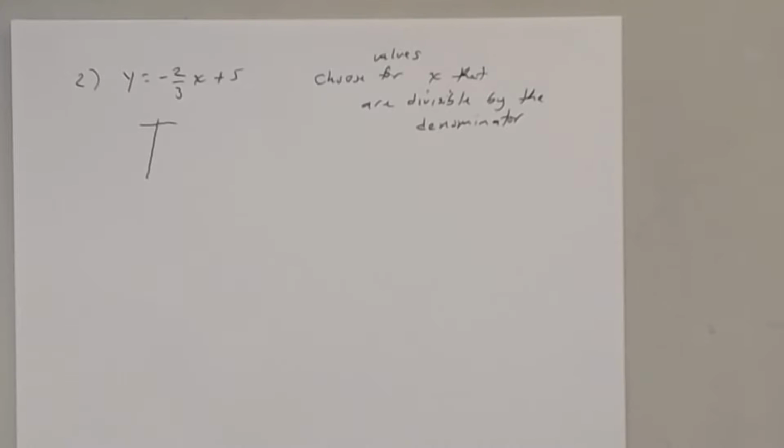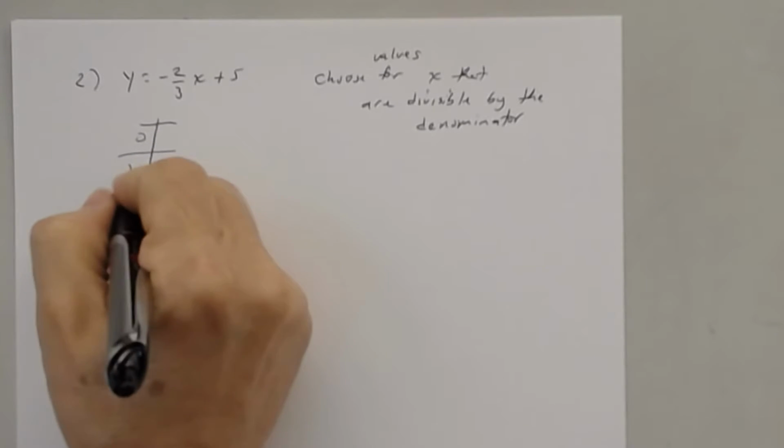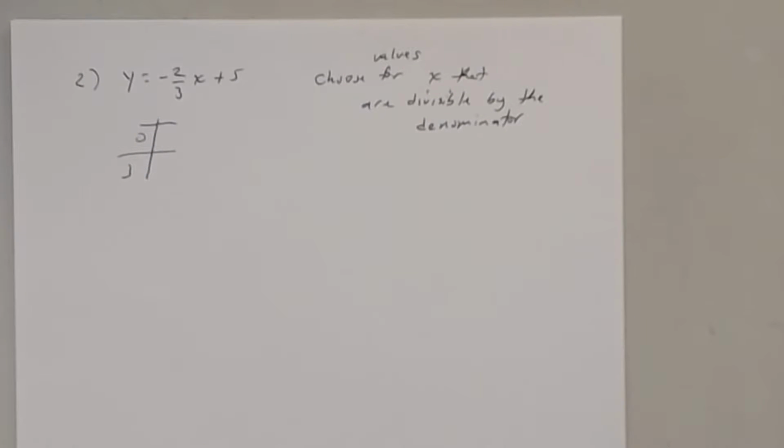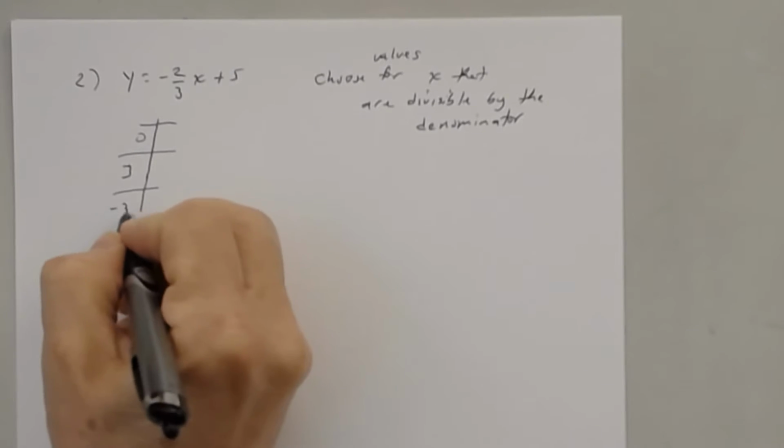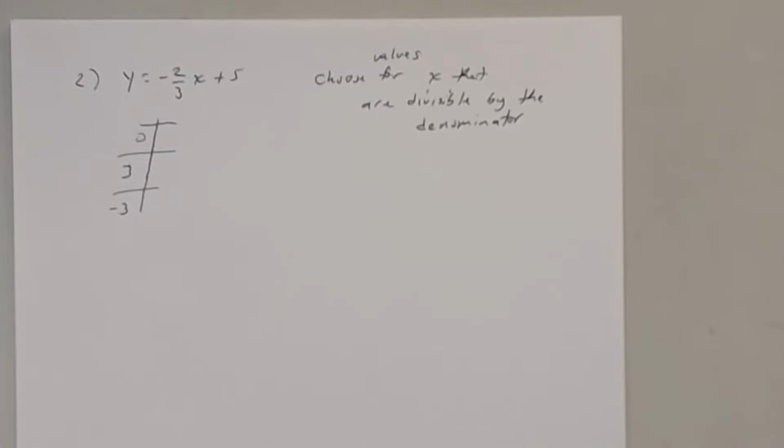All right. So my denominator is 3, right? So what numbers are divisible by 3? And when I say divisible by 3, I mean I get a remainder of 0. Give me a number that's divisible by 3. 0. 0 divided by 3 is 0. What's another number divisible by 3? 3. 3 divided by 3 is what? 1. What's another one? Negative 3. Very good. Negative 3 divided by 3 is negative 1. The remainder is 0. So you see what's happening?